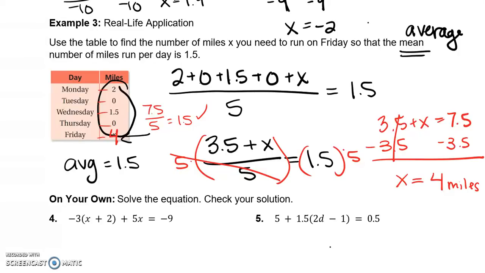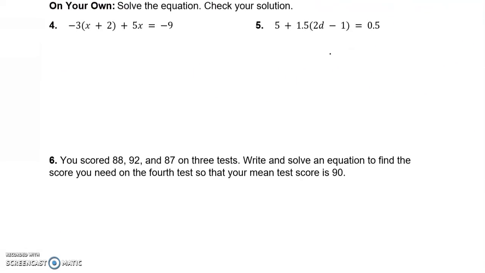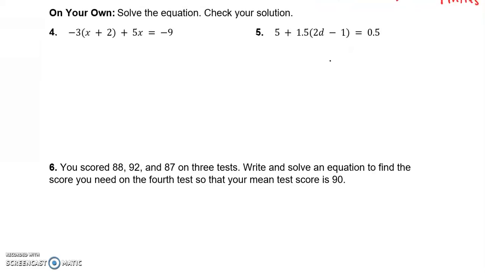All right, you have 2 on your owns and a word problem left. Remember, this word problem number 6 is the same thing as the miles. So you scored an 88, a 92, and an 87. What do you need on the 4th test? So the 4th test is going to be x, so that your mean score is 90. So you're going to add these 4. You're going to divide by 4 and set it equal to 90 and solve.